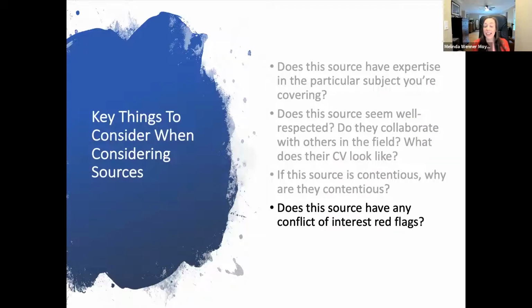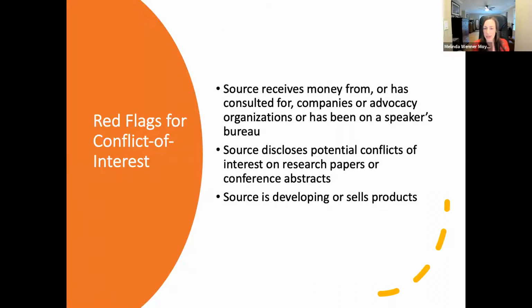And finally, conflict of interest is a very important thing to consider when you're considering using sources. So you want to think through, are there any red flags that suggest that this source has a conflict of interest that might make them not a reliable source on this topic? And so what are the types of things that you might want to look for? There's more than just this, but these are some key ones.